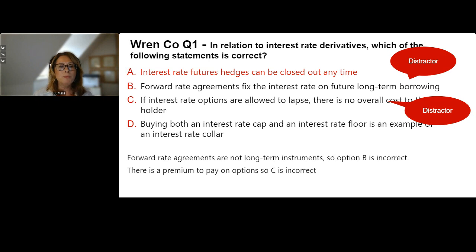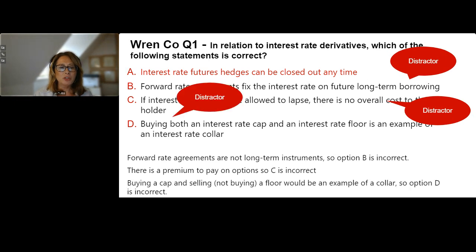The final one, buying both an interest rate cap and an interest rate floor as an example of a collar. Brilliant. Interest rate cap and interest rate floor, we understand. The point is that you get one and the other, and there is a collar. That is a correct statement. But unfortunately, there's a distractor in there. They say buying both. And unfortunately, you don't buy both. You have to buy one and sell another to create a collar. So as you can see, you can fall for all three of those, and they're all distractors. So understand the language and why they're not correct answers.